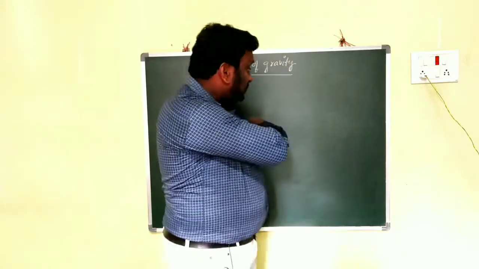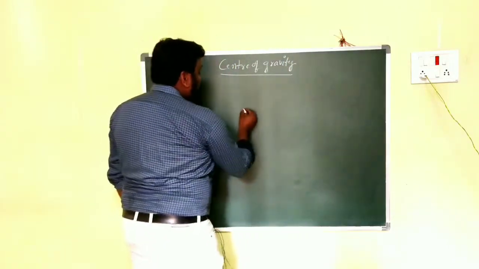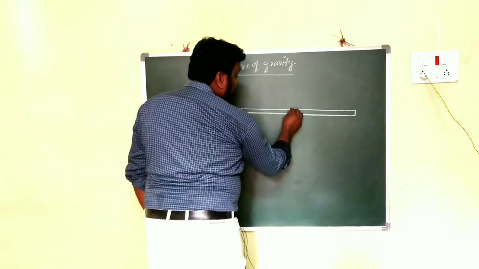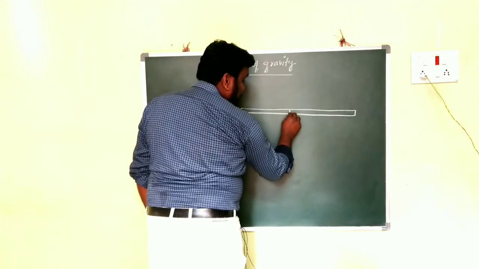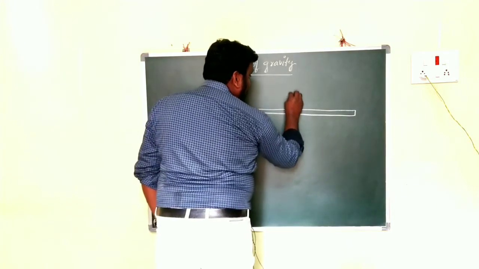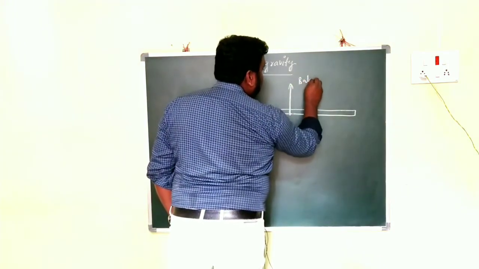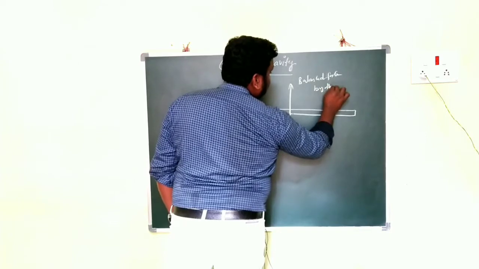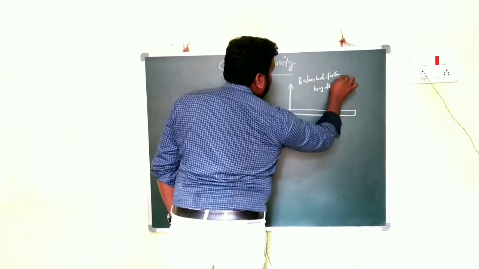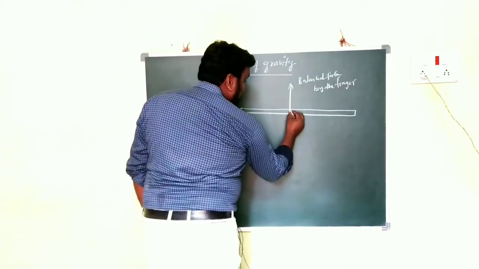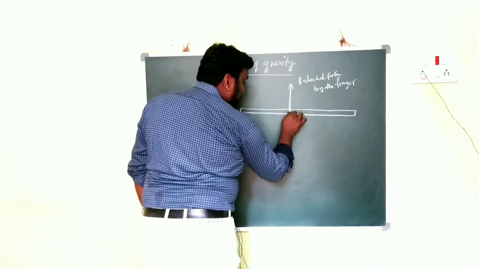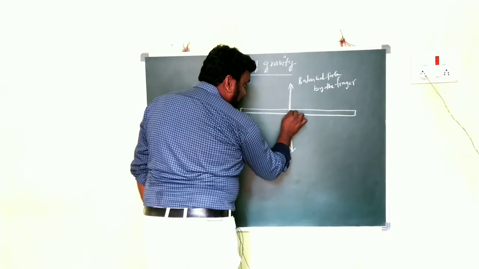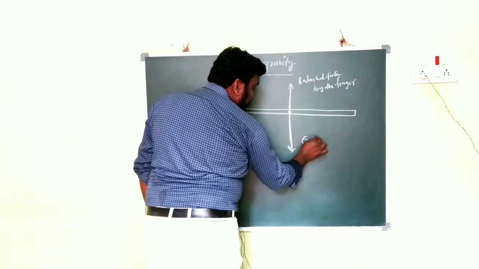So children, in this case, here is the scale. At the midpoint, if you keep your finger, it stays stable. Here, in the upward direction, there is a balancing force by the finger. At the same point where you are keeping the finger, the weight of the entire body is going to act at that point. That point is called center of gravity.